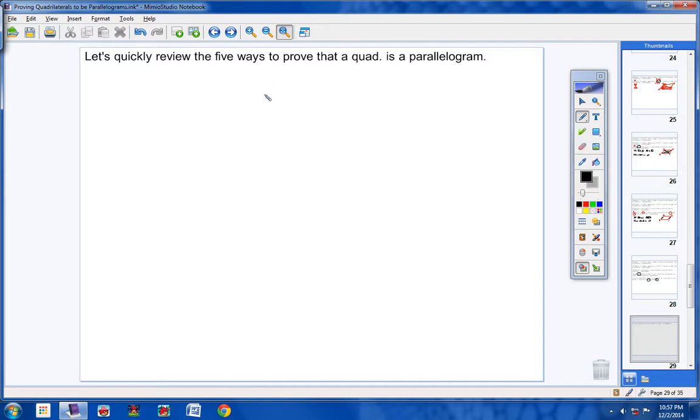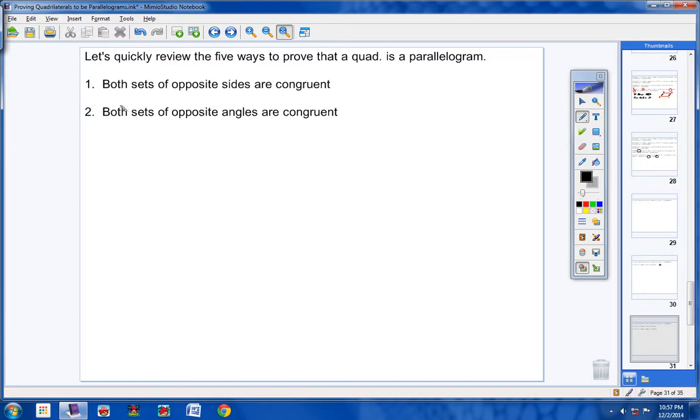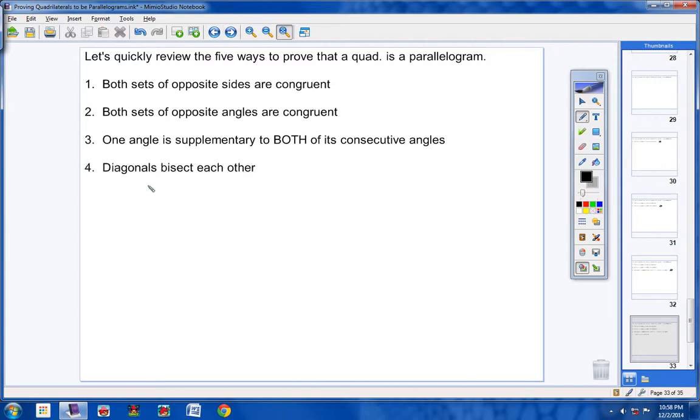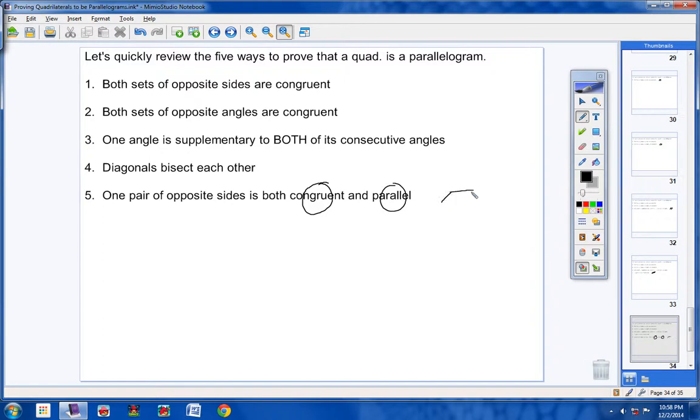Okay, let's continue on. Now let's quickly review the 5 ways to prove that a quadrilateral is a parallelogram, okay? Here we go. Number 1, when both sets of opposite sides are congruent, then you have a parallelogram, okay? Number 2, when both sets of opposite angles are congruent, then you have a parallelogram, okay? Number 3, when one angle is supplementary to both of its consecutive angles, then we have a parallelogram, okay? Number 4, when the diagonals bisect each other, then we know that we have a parallelogram, okay? And then number 5, when one pair of opposite sides are both congruent and parallel, then you know that you have a parallelogram, okay?